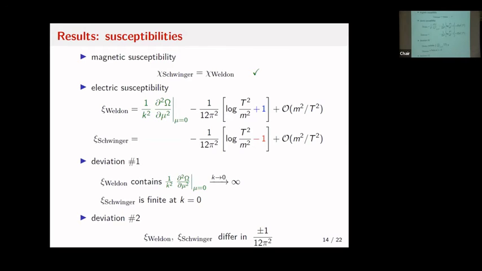And there's a deviation number 2. If you spot it here, the differently colored plus minus ones, there is a finite difference between the two terms as well. So the rest of the talk is about deviation number 1, where I think I can give you a satisfactory understanding why it is there. And for deviation number 2, I don't have any explanation yet.